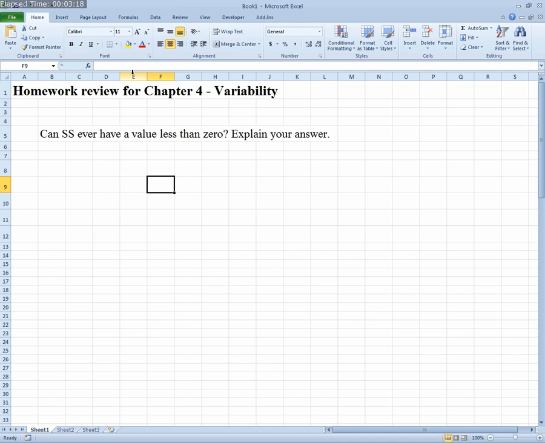Question 4 asks, can the sum of squares ever have a value less than 0? Explain your answer. Well, the sum of squares can't be less than 0 because it is computed by adding squared deviations. So if you recall, squared deviations are always greater than or equal to 0, because when we square something, we get rid of the negative sign, and they're all positive numbers. And that pretty much explains that. So let's head right over to question 8.